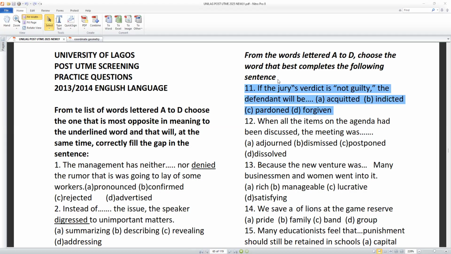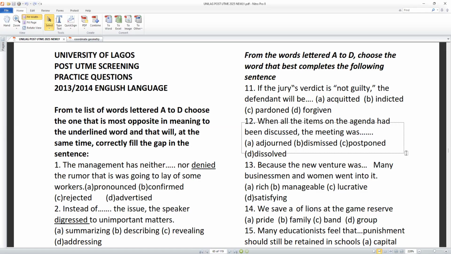By a lawyer. So now when this follows, you now have the best option that would definitely suit these two, which is acquitted. Acquitted means discharged. So let's move on to the next question.